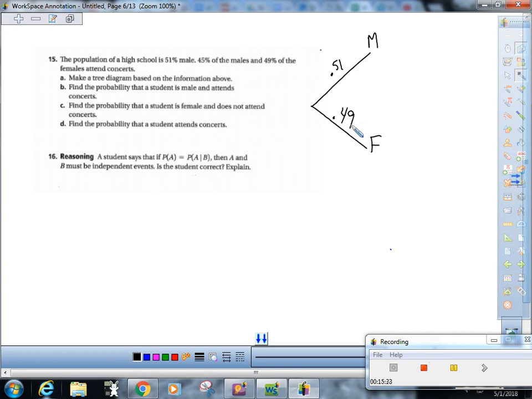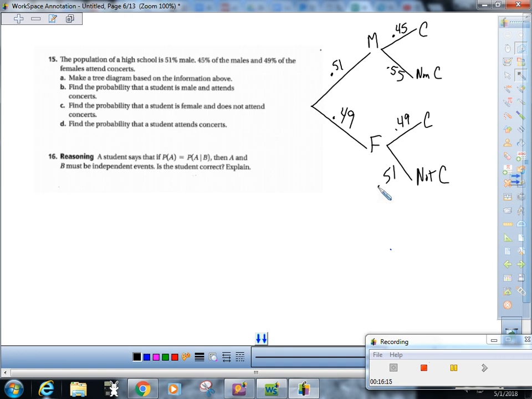Okay? Now, of the males, you've got concerts and non-concerts. You either like concerts or you don't like concerts. Okay? 45% of the males like concerts, so how many of them do not like concerts? 55. And of the females, 49% of them attend concerts. So that means 51% or 0.51 do not attend concerts.